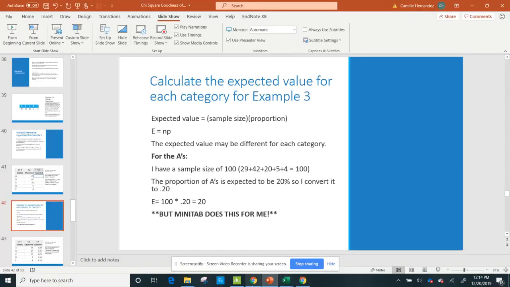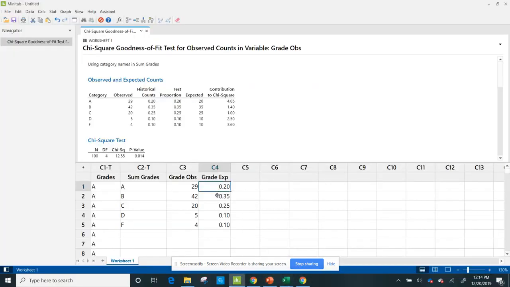So if I go back to the PowerPoint here, let's do it for the B's. 100 times 0.35 gives me 35. And I can do it all the way down. The expected, if I add it together, will be 100, which is the same as my observed. Again, I'm comparing my observed to my expected. I get my contribution to my chi-squared, which is that formula we talked about in the beginning.